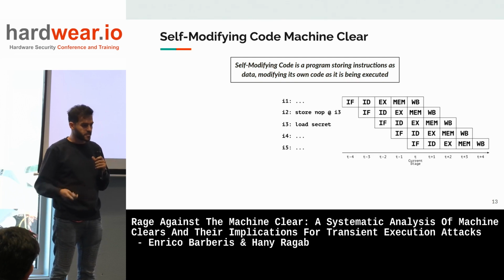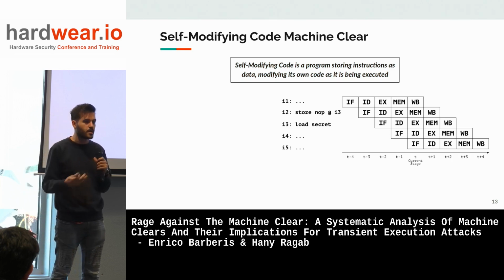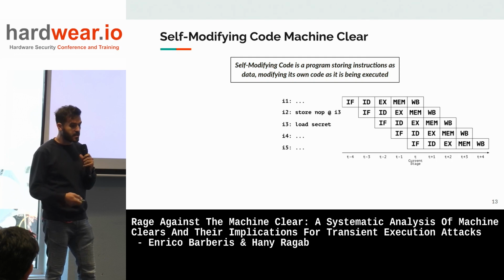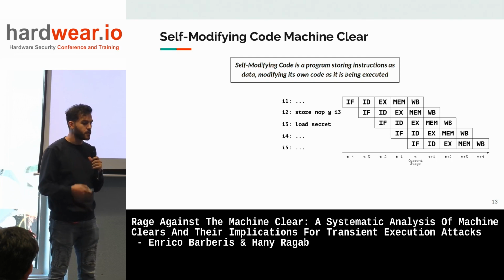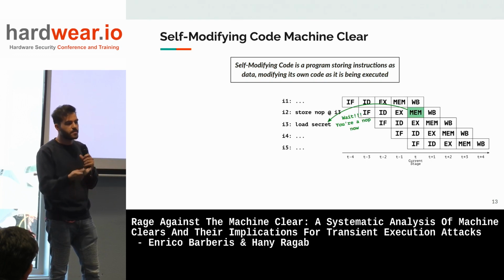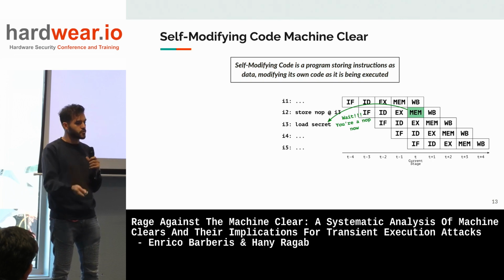In modern processors, in order to maximize the execution throughput, they fetch the code and execute well ahead of retirement to keep the front end always filled with instructions. And whenever a self-modifying code case occurs, in this case the store that tries to modify the following instruction, the CPU is forced to flush its pipeline of the previously fetched, decoded, and executed instruction, in this case the load secret, and consider the new instruction that is being stored, in this case the no operation. So it has to fetch, decode, and execute the no operation.